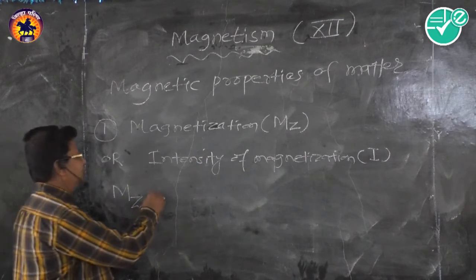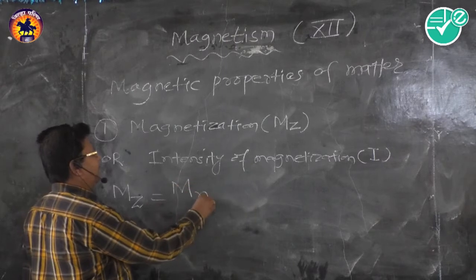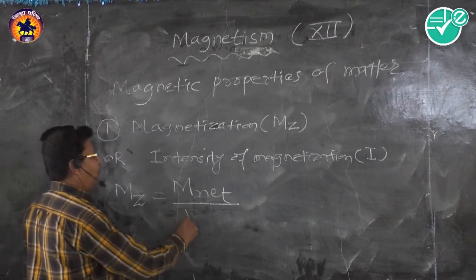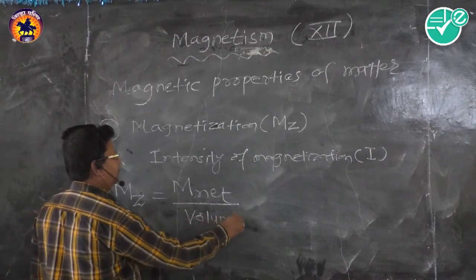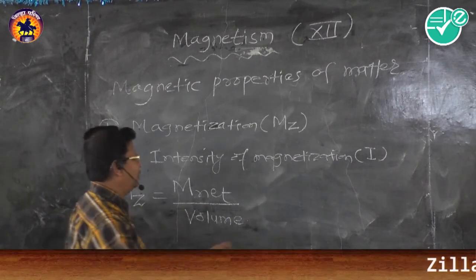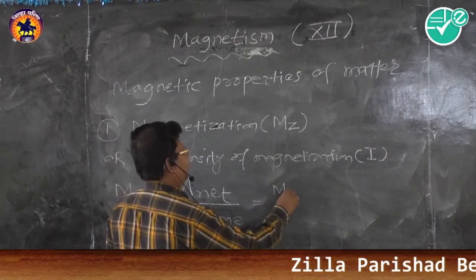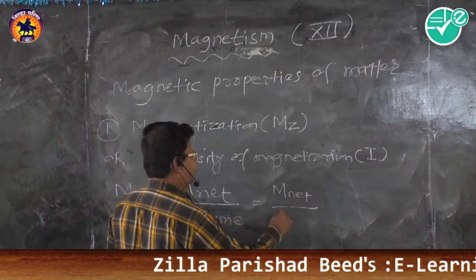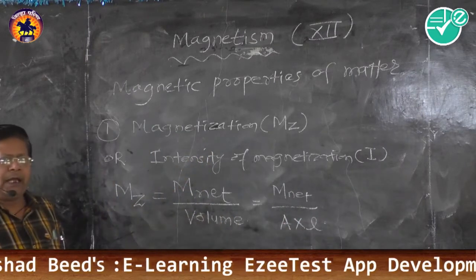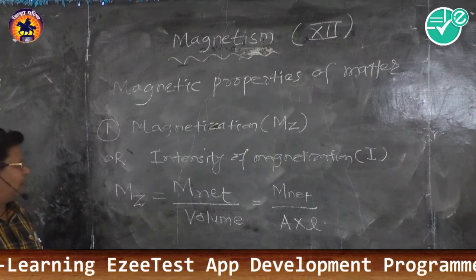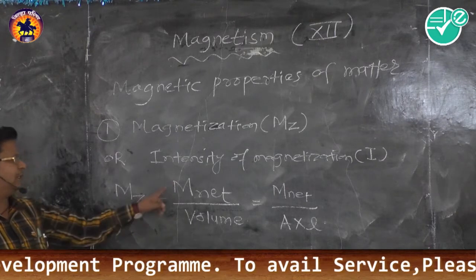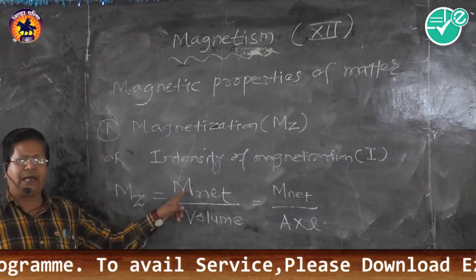The intensity of magnetization, MZ, is defined as the net magnetic dipole moment divided by the volume of the sample. That means we write the formula MZ is equal to M net divided by volume, that means area multiplied by length.